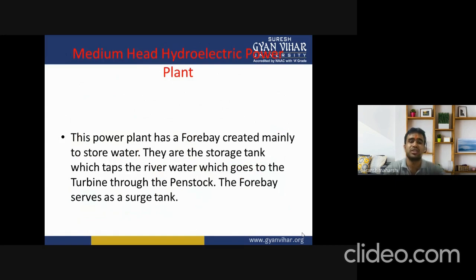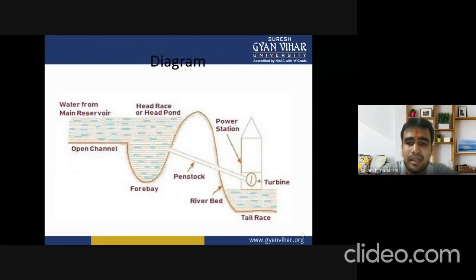Now we will discuss the medium head hydroelectric power plant. This power plant has a forebay created mainly to store water. It is a storage tank which taps the river water, which goes to the turbine through the penstock. The forebay serves as the surge tank. Here we will discuss these topics: water from main reservoir, headrace or head pump, open channel, forebay, penstock, riverbed, power station, turbine, and the tailrace, which are part of the medium head hydroelectric power plant.